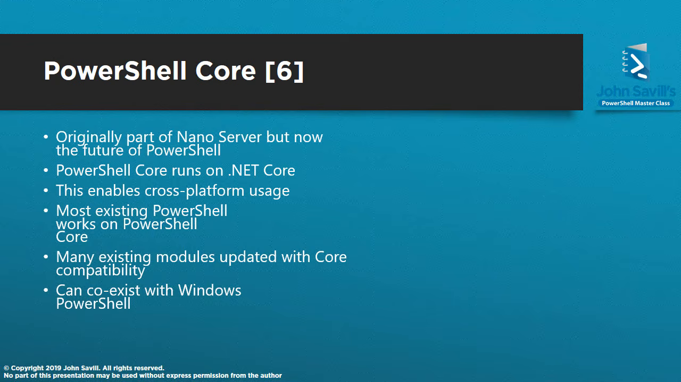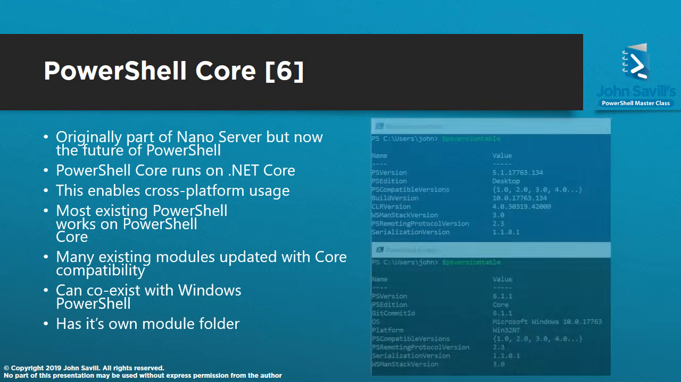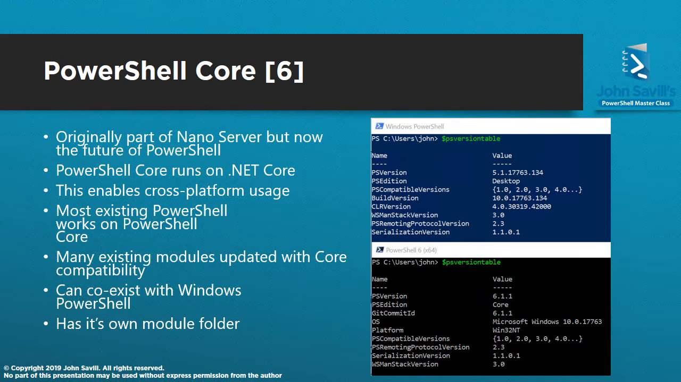And it can coexist. It's a completely separate executable. It's pwsh.exe, whereas that contrasts with just PowerShell for the regular Windows PowerShell capability. It has its own module folder as well. And I can always go and check. So here you can see I've been looking at those PS version tables. For Windows PowerShell, it's showing me the edition is desktop. For my PowerShell Core, it shows it as Core.